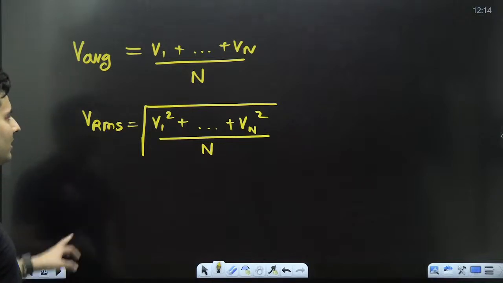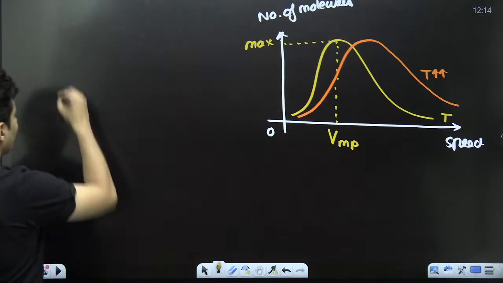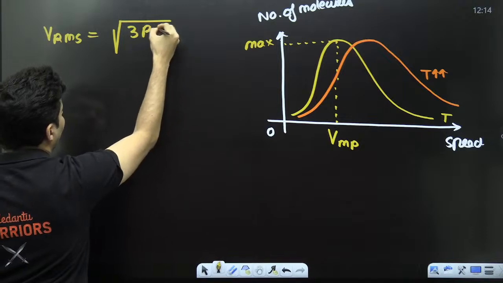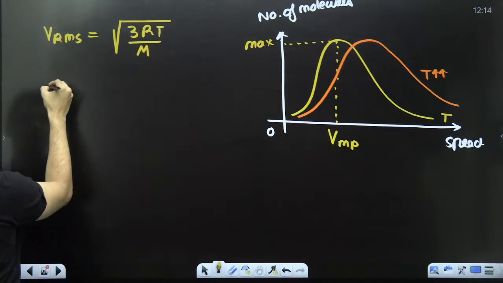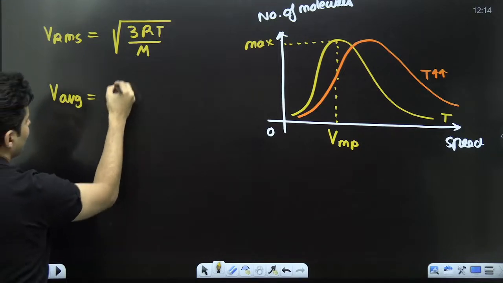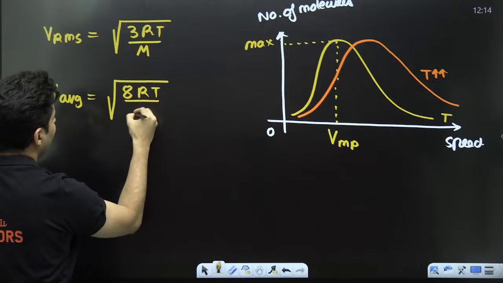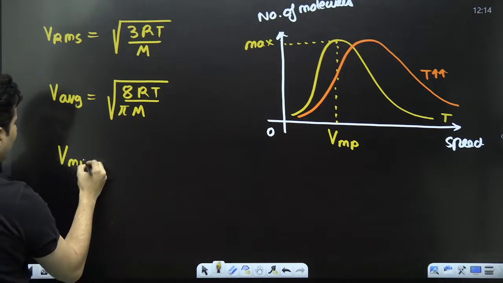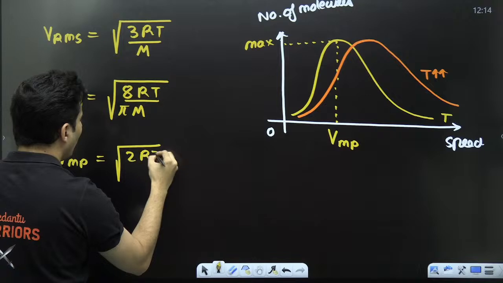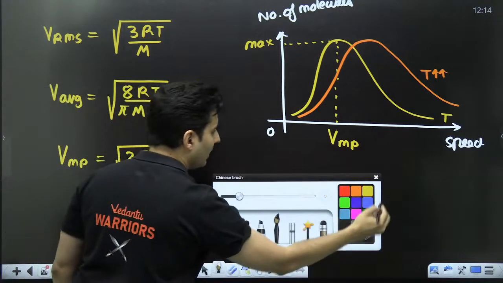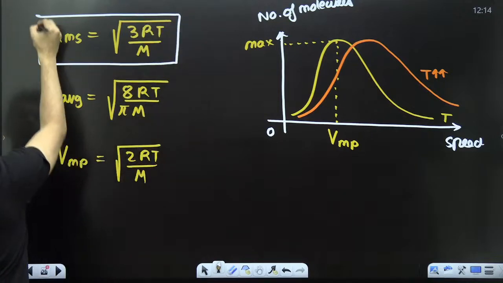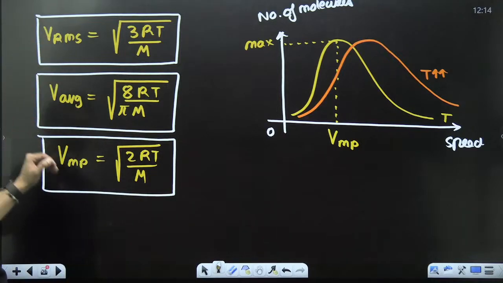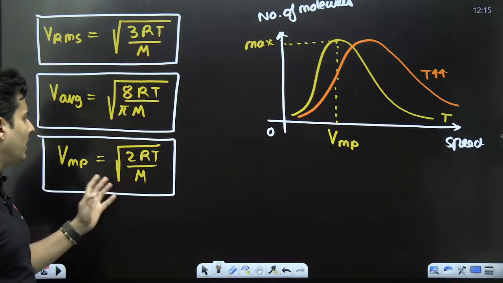So what are these three speeds in case of ideal gas molecules? It so happens that the RMS speed is root of 3RT divided by the molecular weight. Then you have the average speed, which is root of 8RT divided by pi m. Then you also have the most probable speed, which is root of 2RT divided by m. These are three important formulas, very, very important. RMS, average and most probable: 3RT by m, 8RT by pi m, 2RT by m.